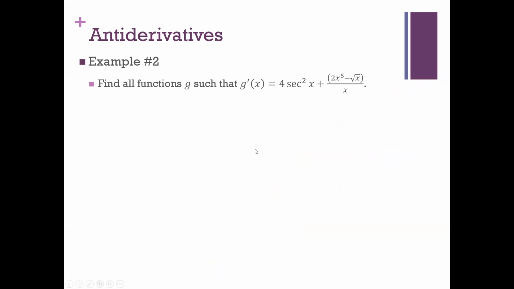All right, so let's get into some more involved antiderivatives here. I'm giving you the derivative g prime, and I want to find the general case for g of x. So what's a function whose derivative is 4 secant squared x? 4 tangent x. All right, how about the second term?